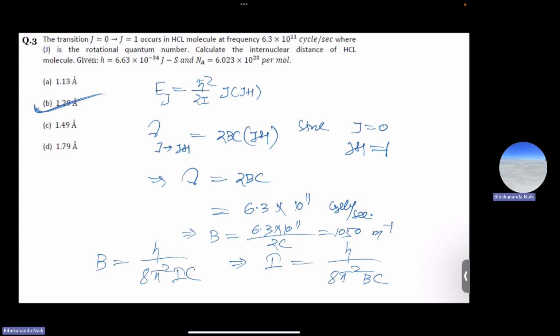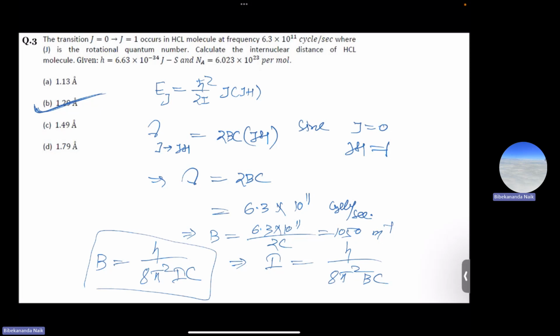So nu is 6.3 into 10 to the power 11, which will be equal to 2BC. So from that, B can be calculated. B will be nu by 2C, which is 1050 meter inverse. And since the value of B is known, the value of B is nothing but h by 8 pi square IC.